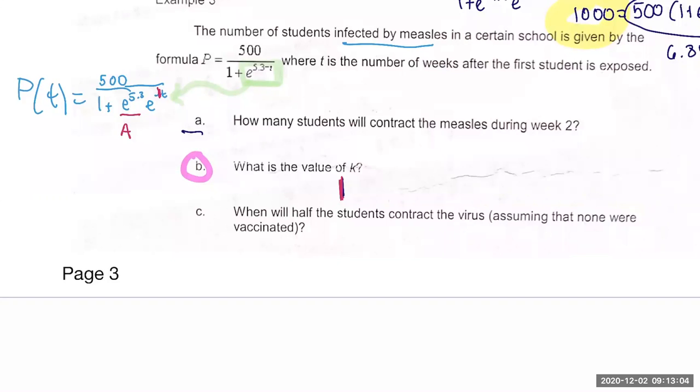Okay, so part A says, how many students will contract the measles during week 2? The clarification for this problem is that it only wants week 2. So if P represents the population after T number of weeks, then how do I come up with the answer for just week 2 if P represents the population of everyone infected since the beginning of time?